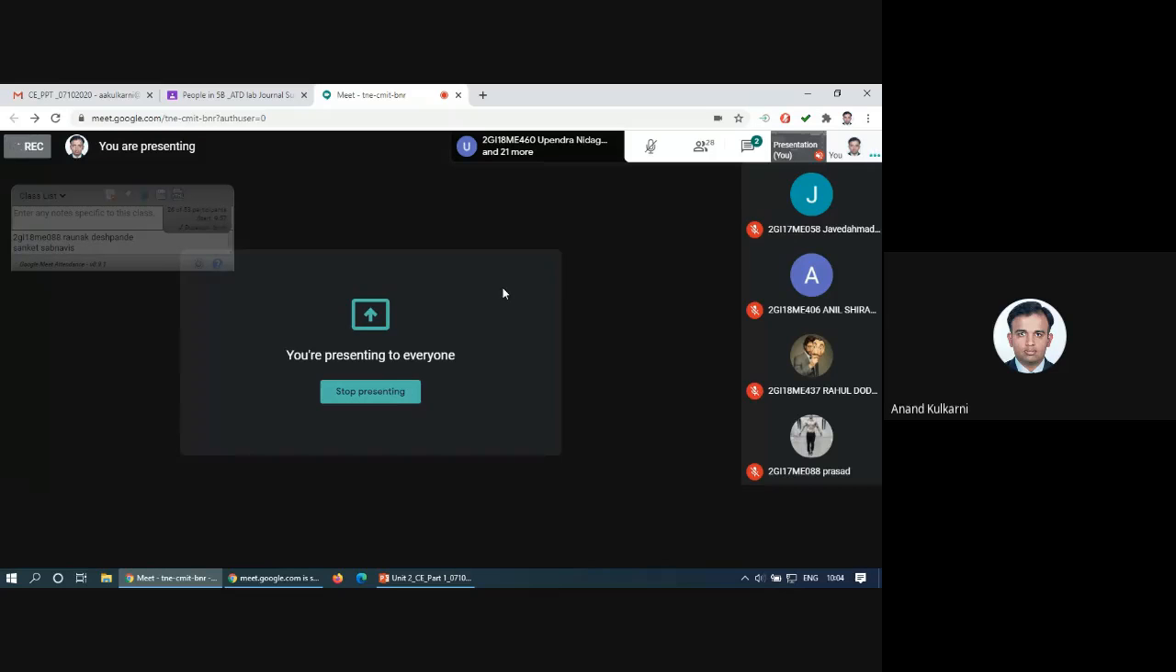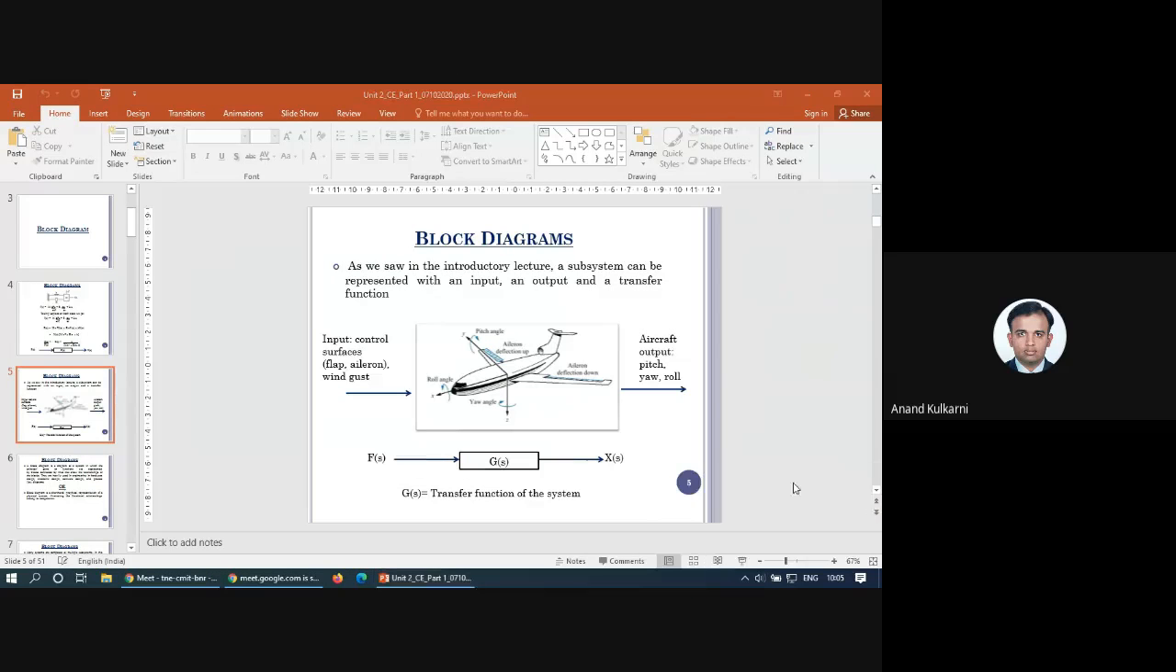It becomes easier. But when the system becomes complex and the complexity goes on increasing, in that condition, it becomes very difficult to analyze with the normal method that we are going to study in the presentation. If you just see the presentation, I'll just show you.